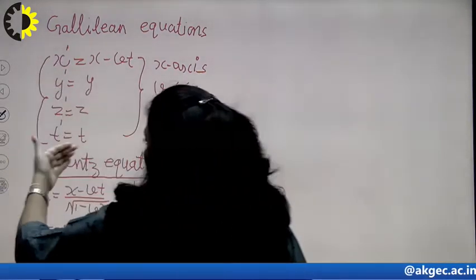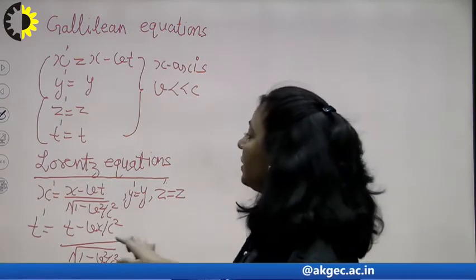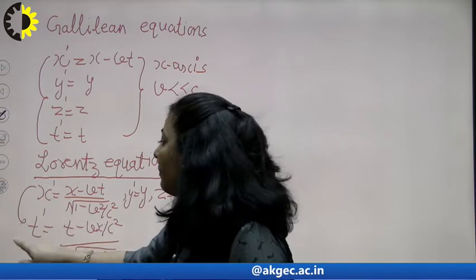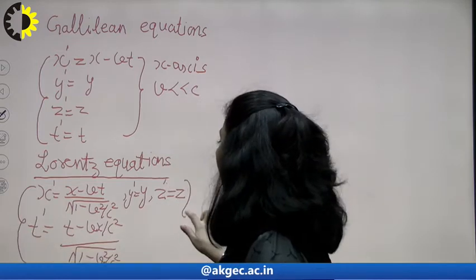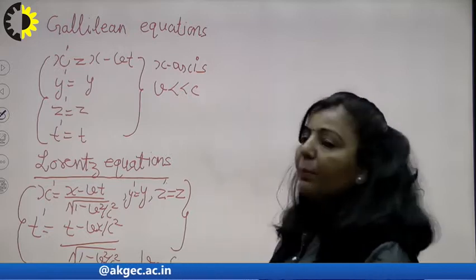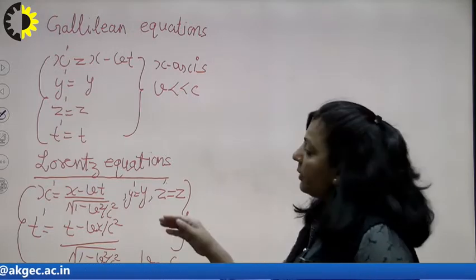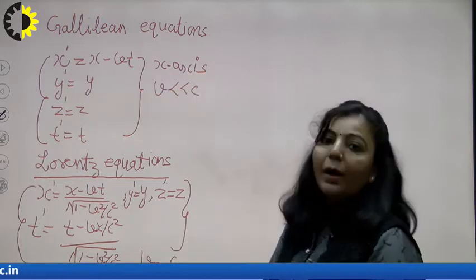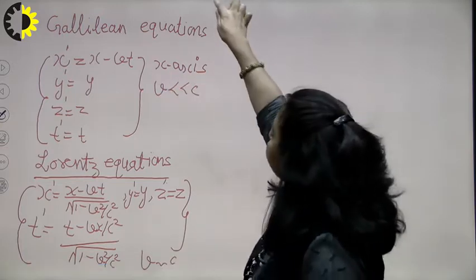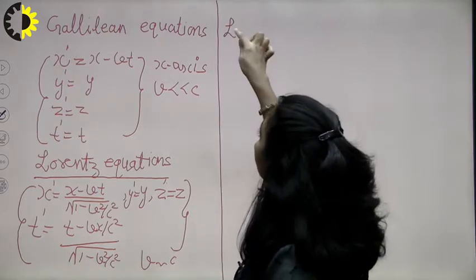These are the Galilean equations applicable in classical mechanics. These are the Lorentz equations which are applicable in relativistic mechanics, generally when v is comparable to c. But when v is very small with respect to c, these equations approach the Galilean equations, right? After that you have the concept of length contraction.